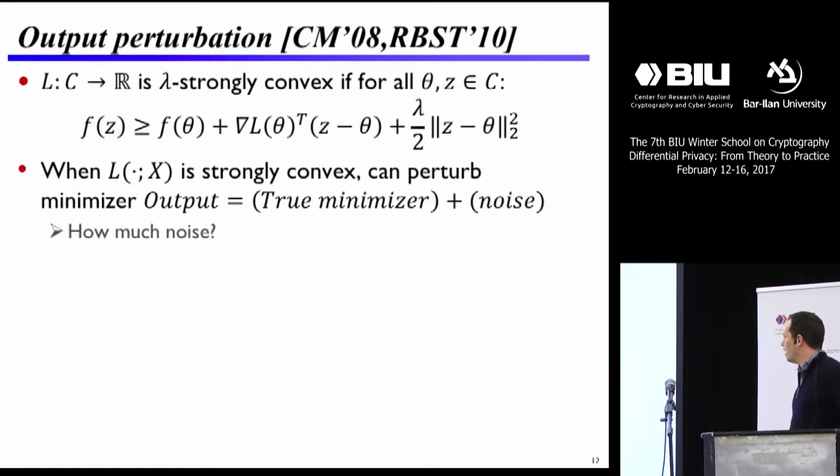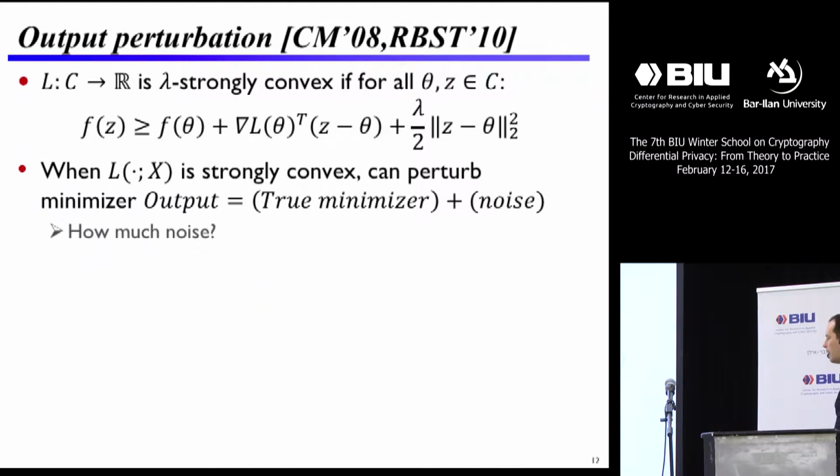Okay, so when L satisfies this additional strong convexity assumption, there's a nice simple algorithm that we can do, and it's actually an algorithm we've seen a bunch of times in this winter school so far. What we're going to do is simply add random noise to each component of the output. So we're going to compute the true minimizer of our big loss function L, and then we'll just add some noise to that and release that noisy thing.